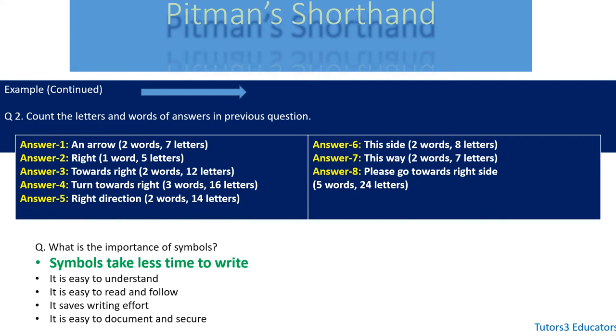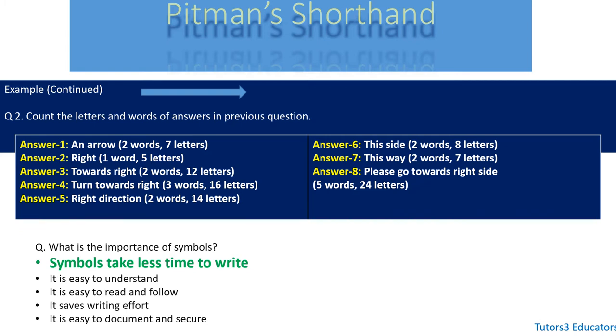Answer 2 is only right. So this is one word, and it contains 5 letters: R, I, G, H, T, right? Answer 3 is towards right, 2 words and 12 letters. Answer 4 is turn towards right, 3 words and 16 letters. Answer 5 is right direction, 2 words and 14 letters.